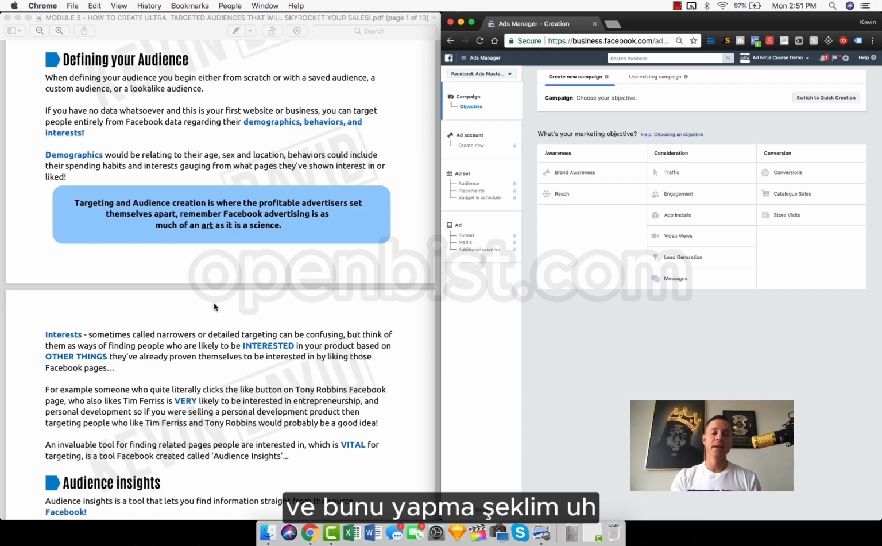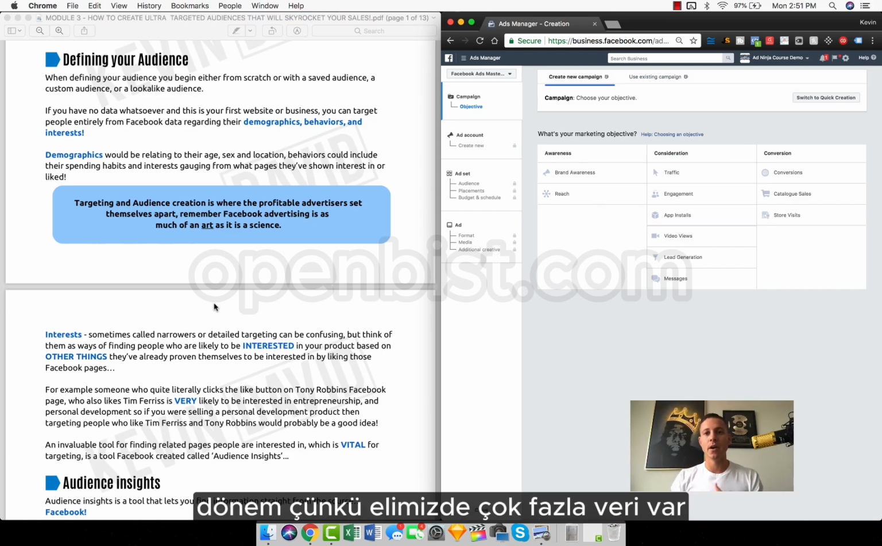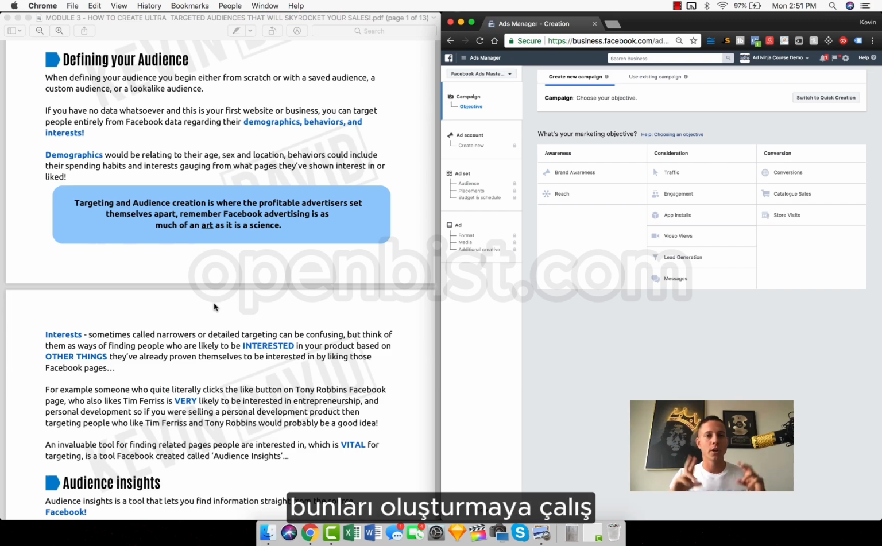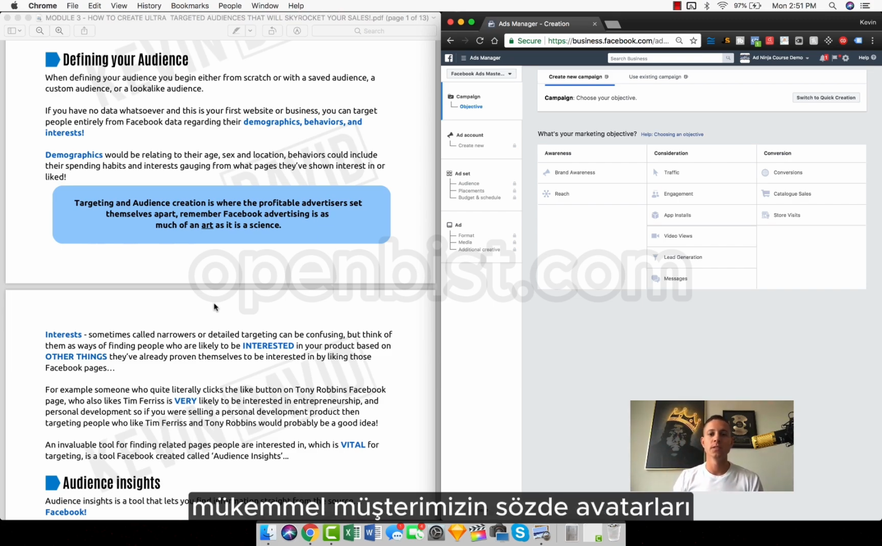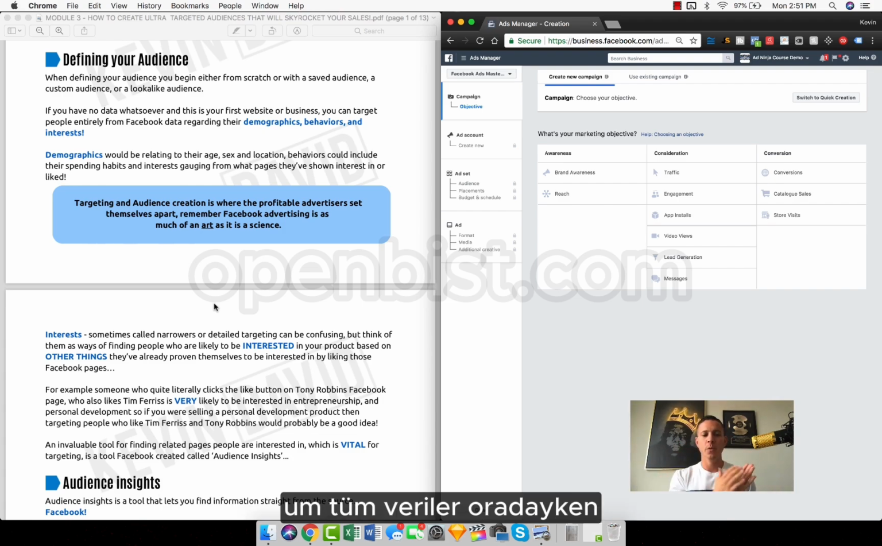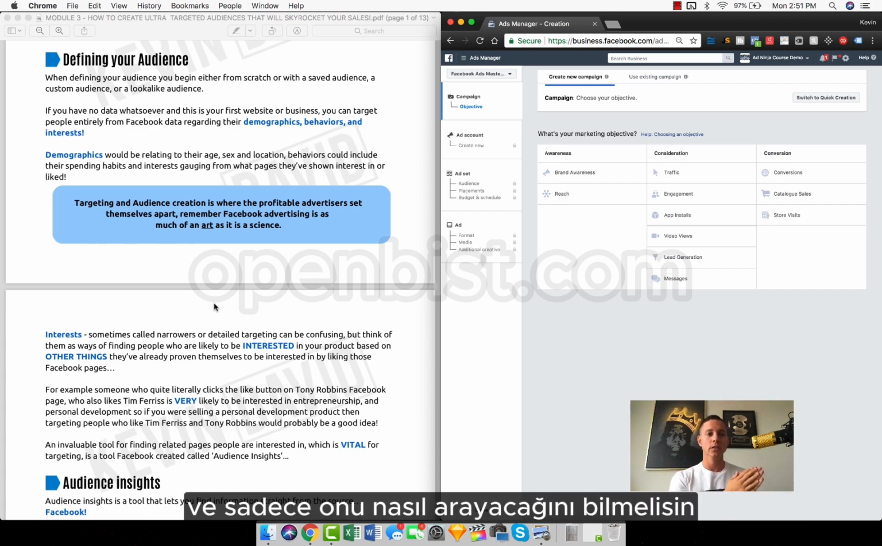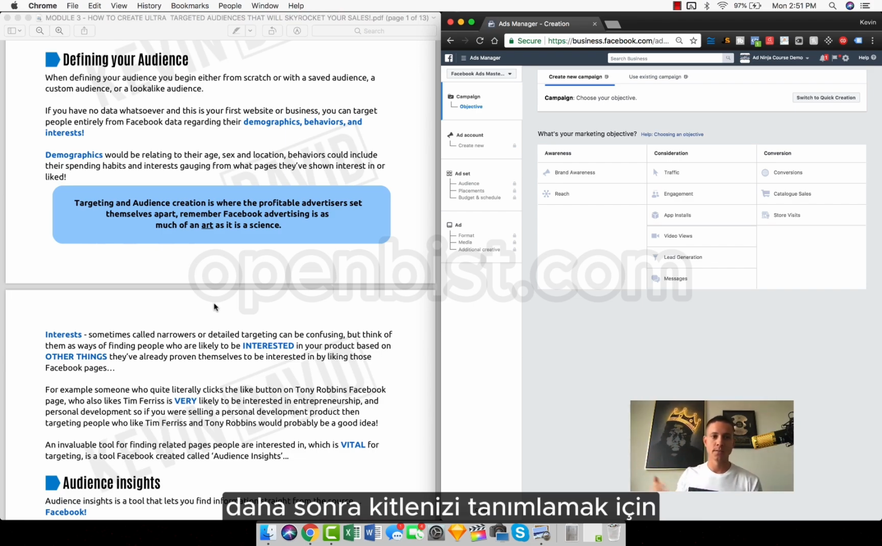And the way that I do it is much more efficient and new age and fitting to this era. Because we have so much data available to us, we don't have to try to create these so-called avatars of our perfect customer, because that inherently has a lot of guessing. You have to actually guess about their age, guess about their gender, things like that, when all of the data is there and you just have to know how to look for it to then define your audience. Targeting and audience creation, guys, is just where the profitable advertisers set themselves apart.